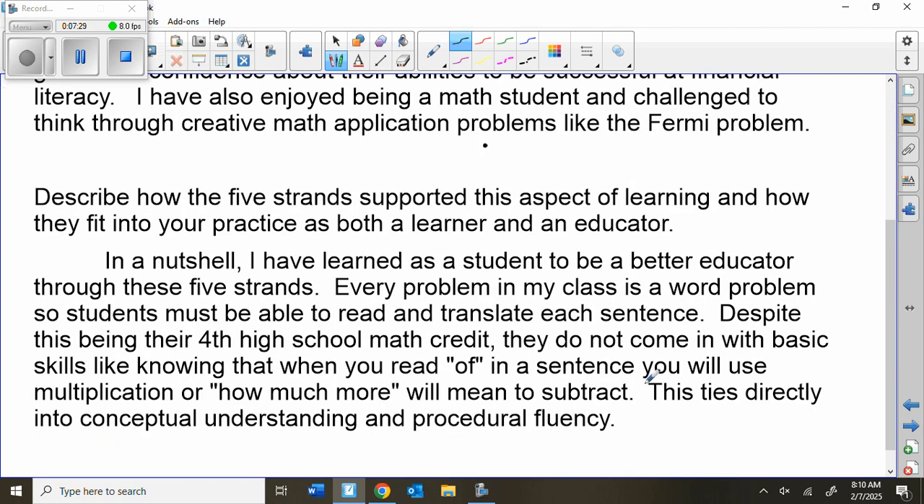In a nutshell, the 5 strands, I have learned as a student to be a better educator. Students come into my class where every problem is now a word problem. So despite this being their 4th high school math credit, they do not come in with basic skills like knowing when you read "of," you'll use multiplication, or how much more will mean to subtract. And so this ties directly into that conceptual understanding and procedural fluency.